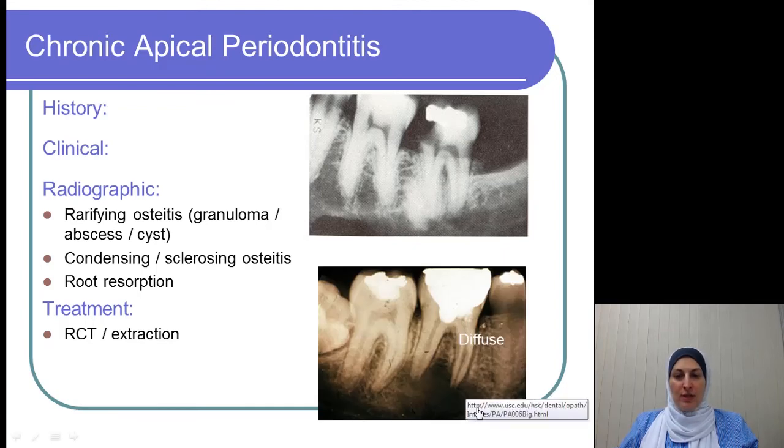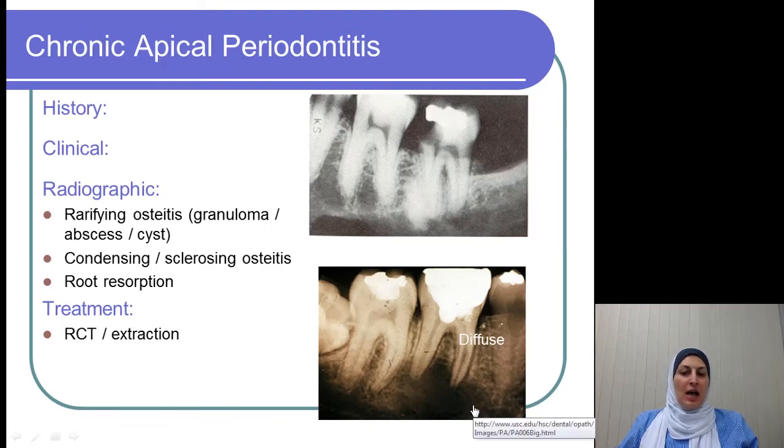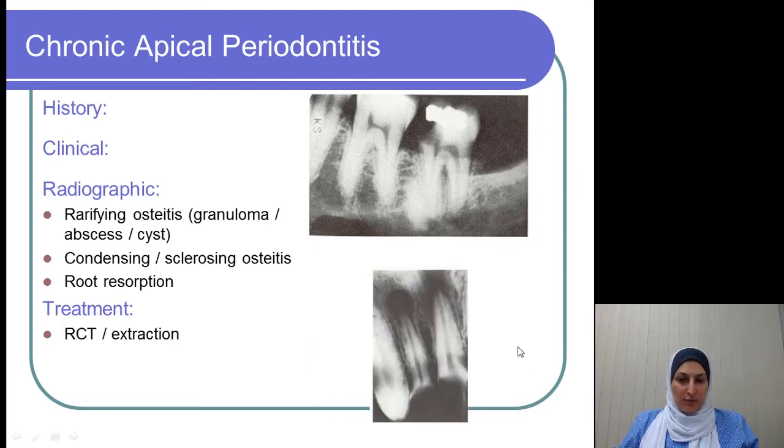This is another one with a diffused rarefying osteitis. Now this is a big one. This could be a cystic lesion, and it's not necessarily corticated. It is corticated when it has established its size, but if it is still expanding, it will not be corticated. So this could be a big granuloma, could be a cyst. There's no way to confirm it except with a microscope, or when we see evidence of cystic changes being corticated or well localized, like this one, for example.